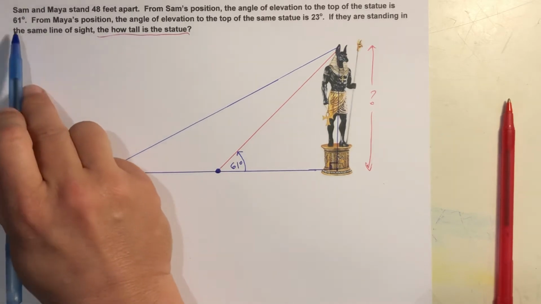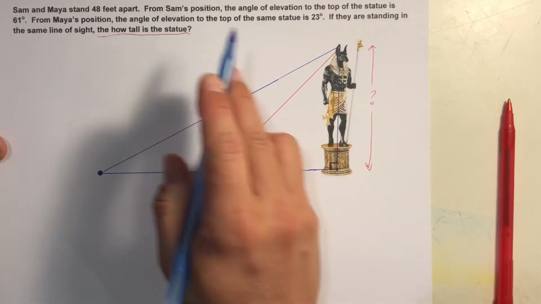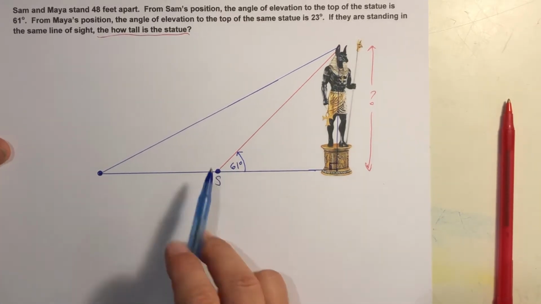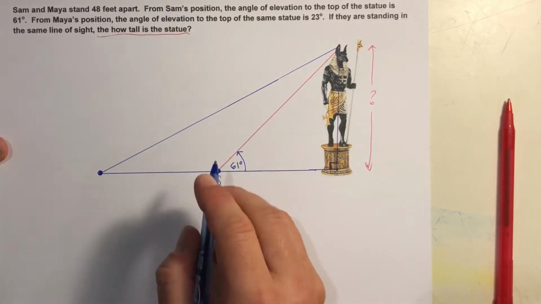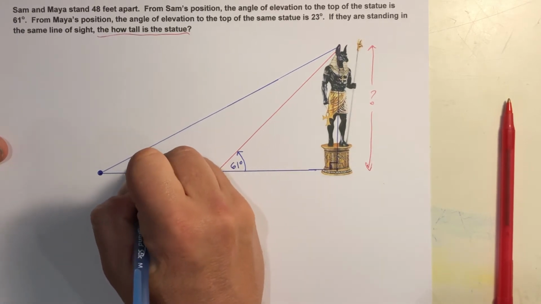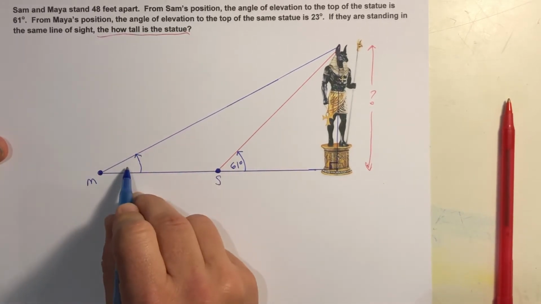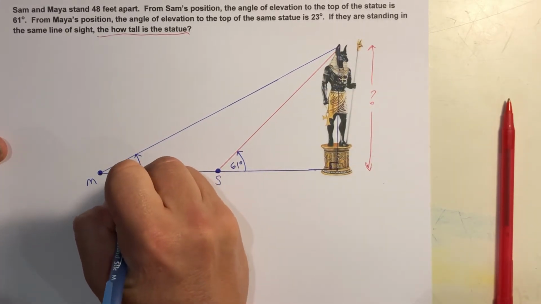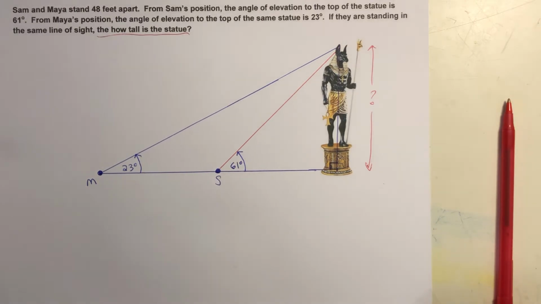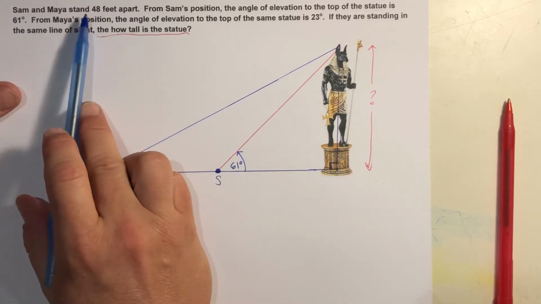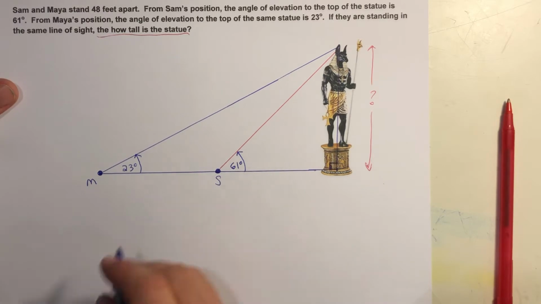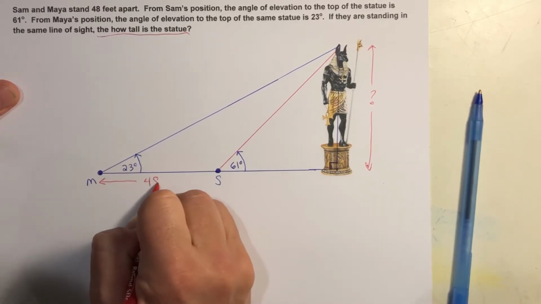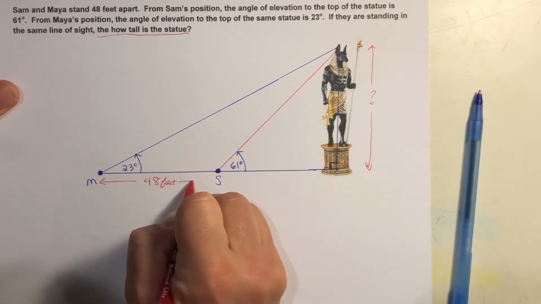So which person is 61 degrees angle of elevation? That's Sam. So I'm going to put an S here for Sam. That's where he's standing. Next, from Maya's position, the angle of elevation to the top is 23 degrees. So Maya is farther away. She doesn't have to look up as much because she's farther away, right? So that's 23 degrees. Now I'm missing one bit of information, the fact that Sam and Maya are standing 48 feet apart. So that means that this distance here is 48 feet, okay?